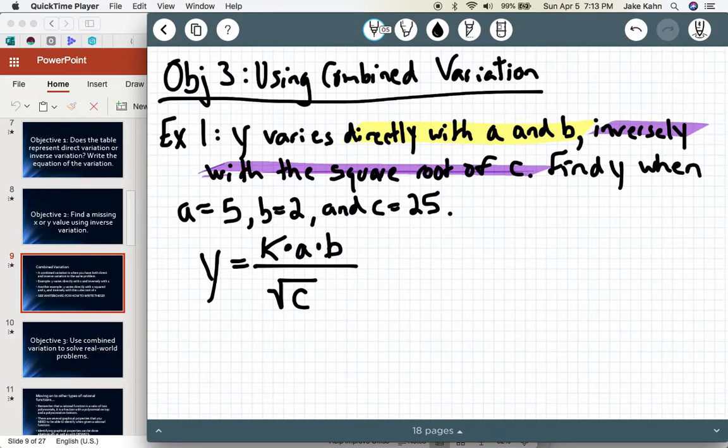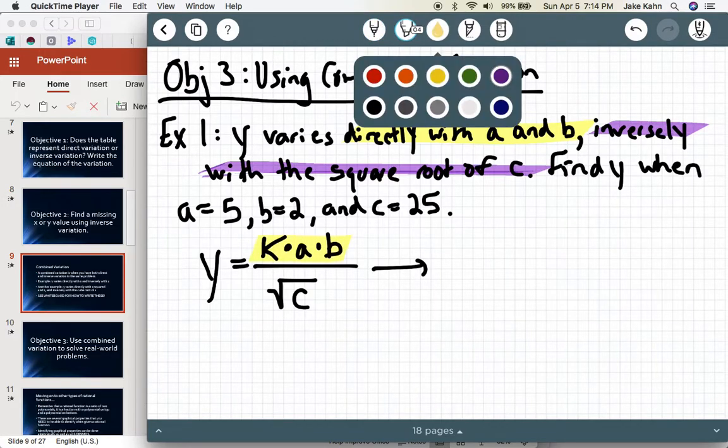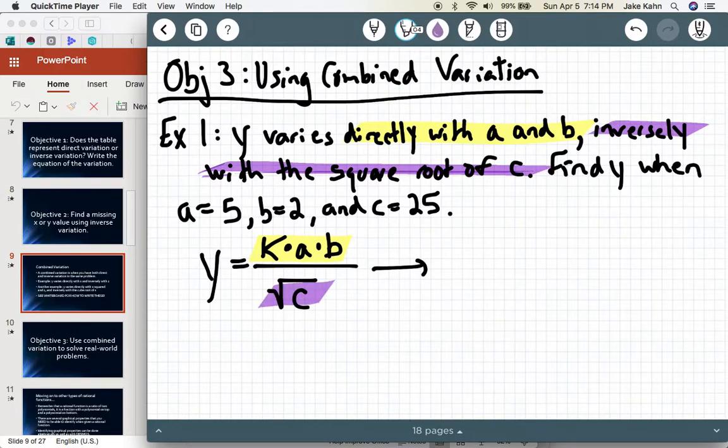And now it says, find y when a equals 5, b equals 2, and c equals 25. So we're going to take this equation, and we're just going to plug in those values for a, b, and c and arrive at our answer. Okay? We don't have a value of k, that's going to be all right for right now.